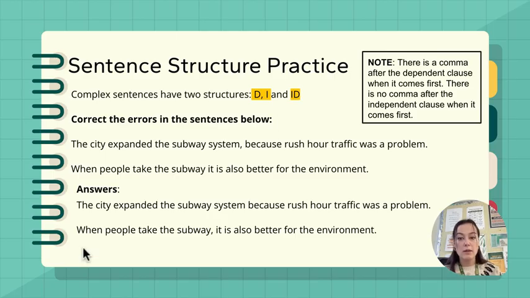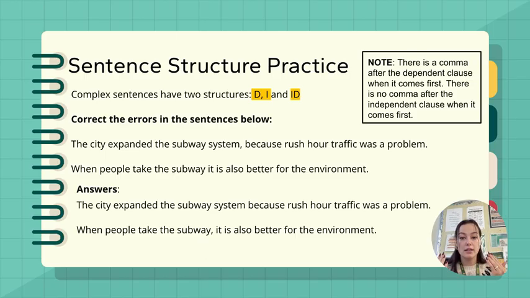The following one is, when people take the subway, comma, it is also better for the environment. And that is because we start with that dependent clause. If we look at the subordinating conjunction, right, when people take the subway, it then has to have a comma, which then introduces that independent clause.